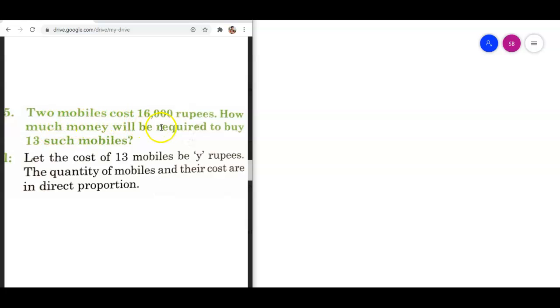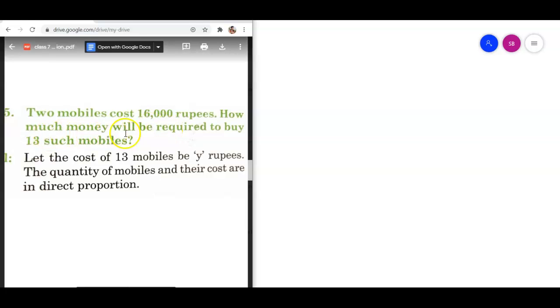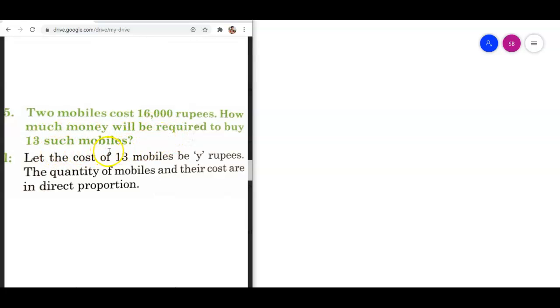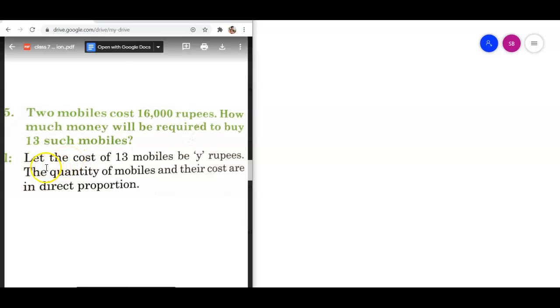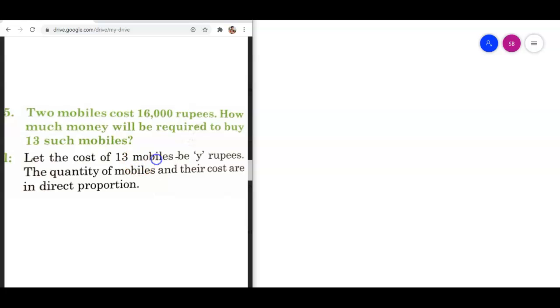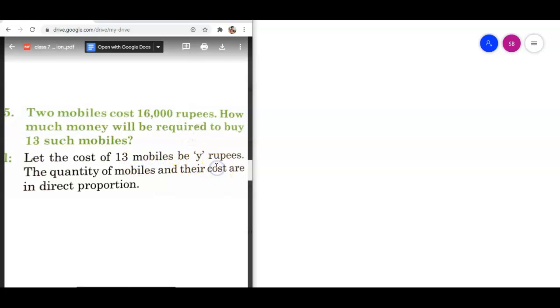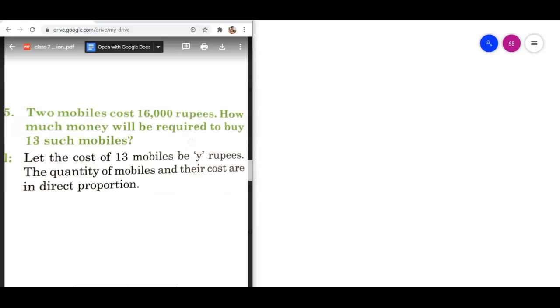2 mobiles cost rupees 16,000. How much money will be required to buy 13 such mobiles? So one is quantity and the other is cost. Now we want to find out the cost for 13 such mobiles. So let the cost of 13 mobiles be y rupees. You can take anything, you can write x also, y also, z also. So let the cost of 13 mobiles be y rupees.